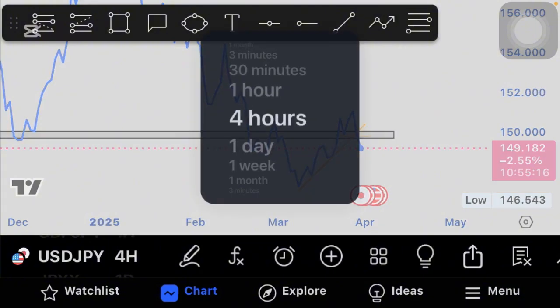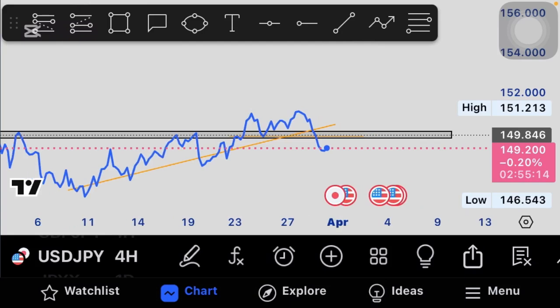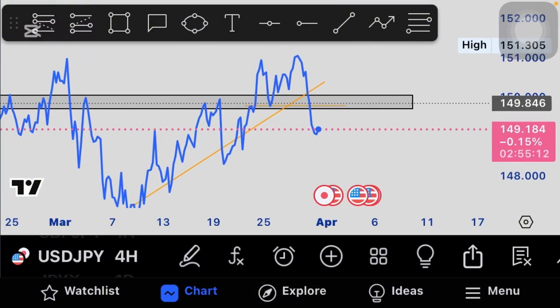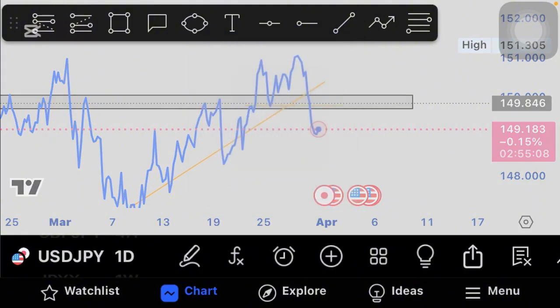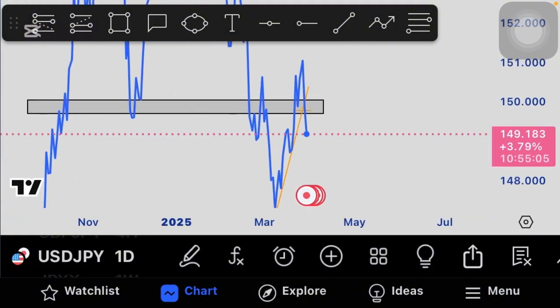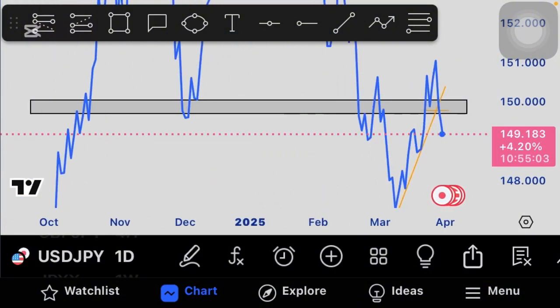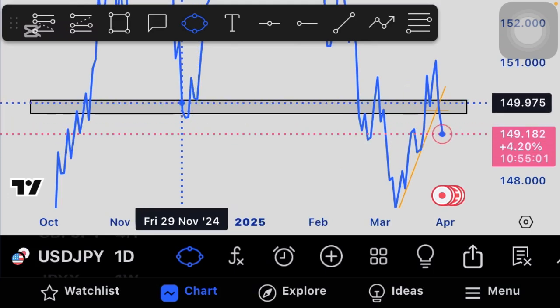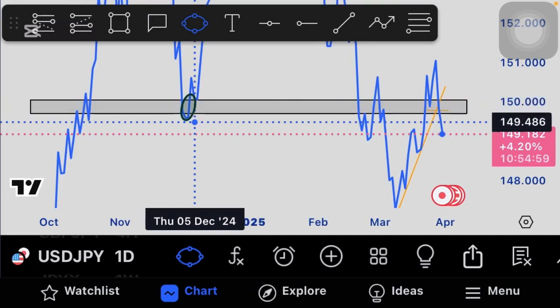So let's go on the 4-hour time frame. On the 4-hour time frame, that's where I'll be looking for my entry. So on the daily time frame here, I'm going to mark out, since we have our area of interest already. So let me mark out the area of interest we should have seen here.